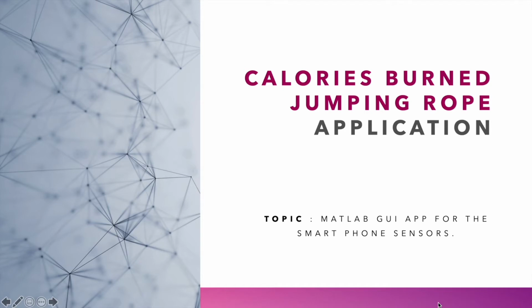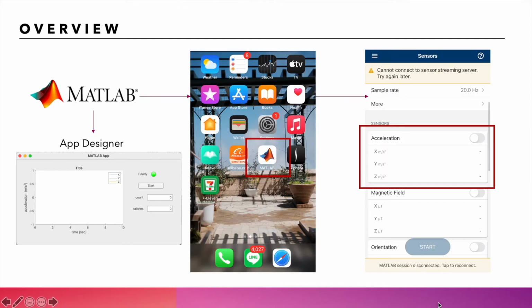I chose the topic of a MATLAB GUI app for the smartphone sensor, so my topic is a calories burned jumping rope application. Let's talk about the overview of my application. I'm going to start with the MATLAB App Designer. I chose App Designer to build the application interface and get the data from the acceleration sensor in the MATLAB application on the mobile phone.